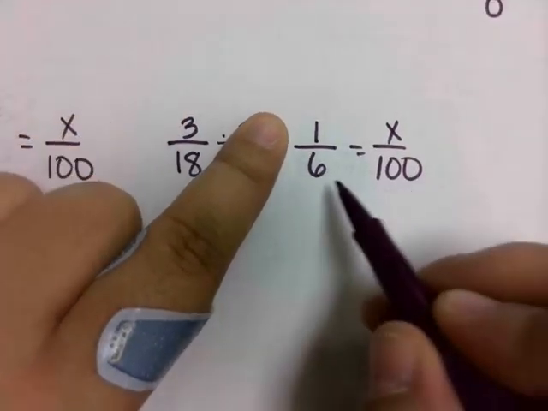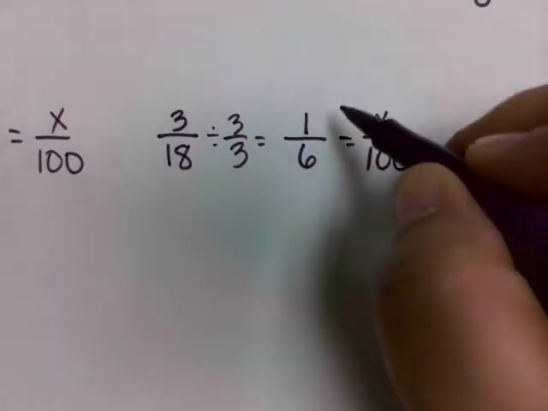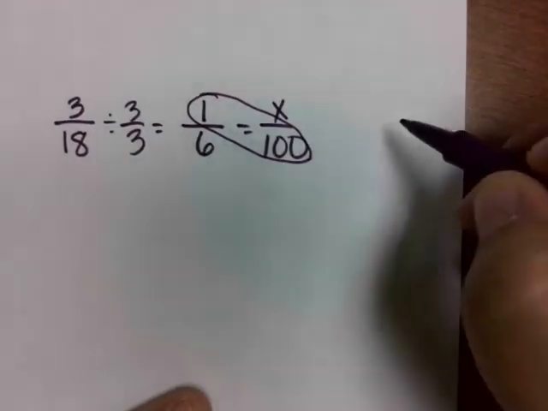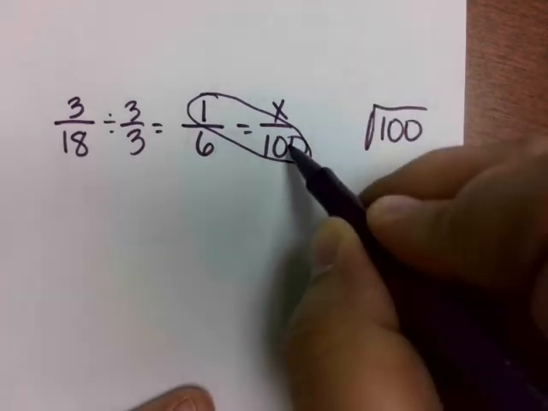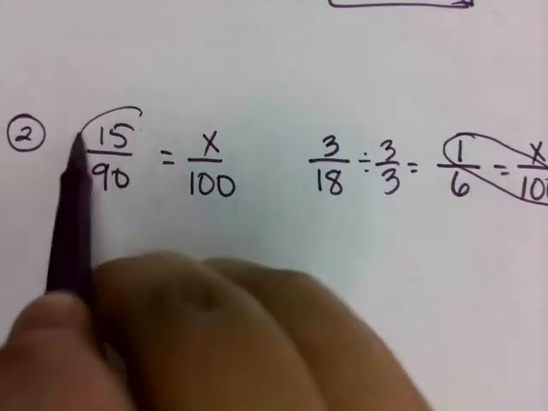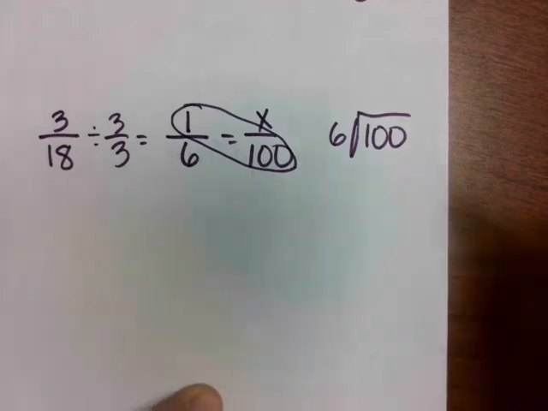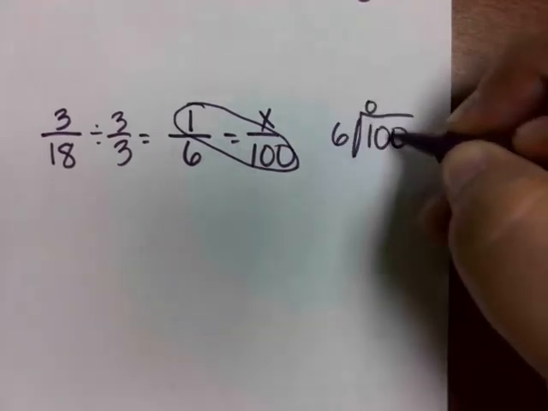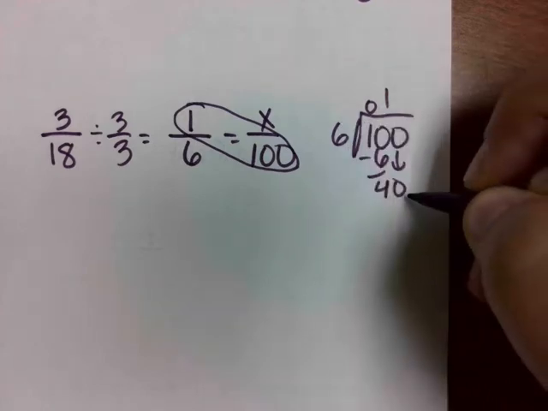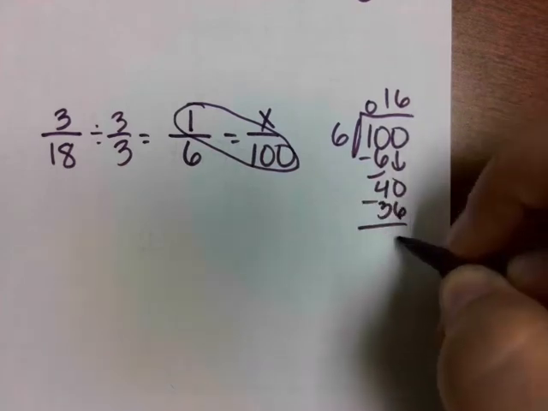So again, there's no proportion here. I can't get from 6 to 100 by multiplying, but all I have to do now is 100 times 1, which is 100. And all I have left is to divide by the number 6. Again, much rather divide by 6 than over here, I would have had to divide by 90. All right, so 6 can't go into 1. 6 can go into 10. 6 can go into 40 6 times, which is 36.